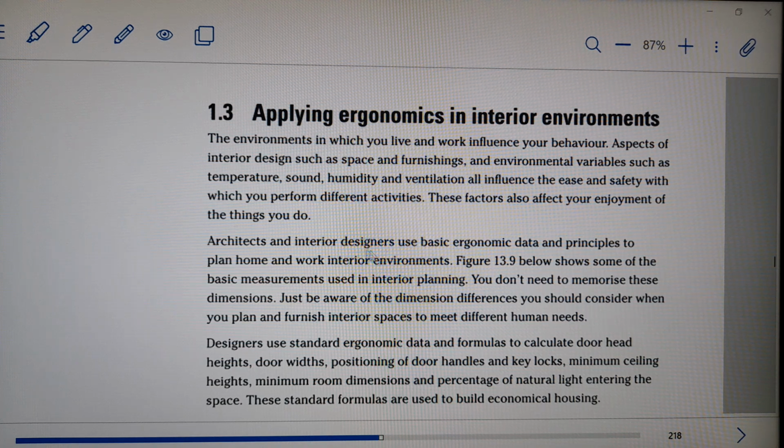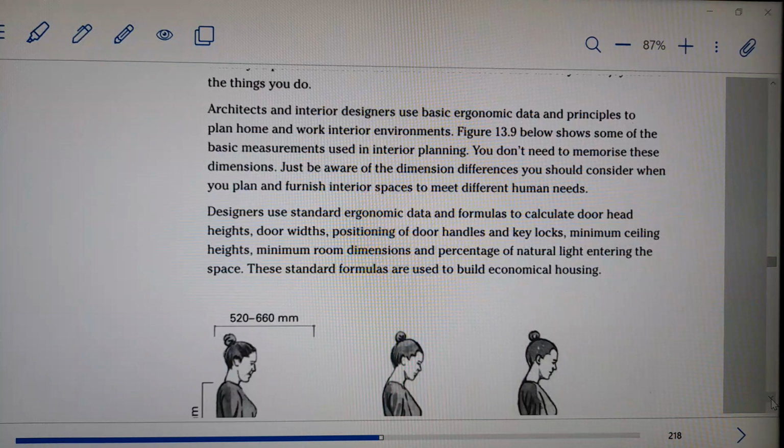Architects and interior designers use basic ergonomic data and principles to plan home and work interior environments. Figure 13.9. Where is figure 13.9? Let's do this.